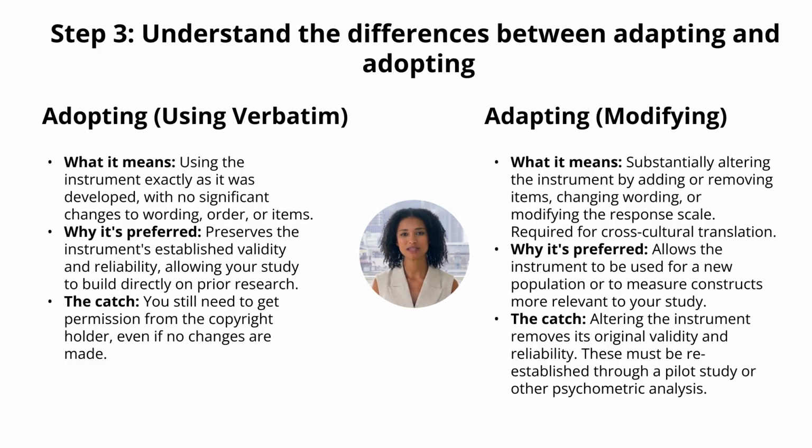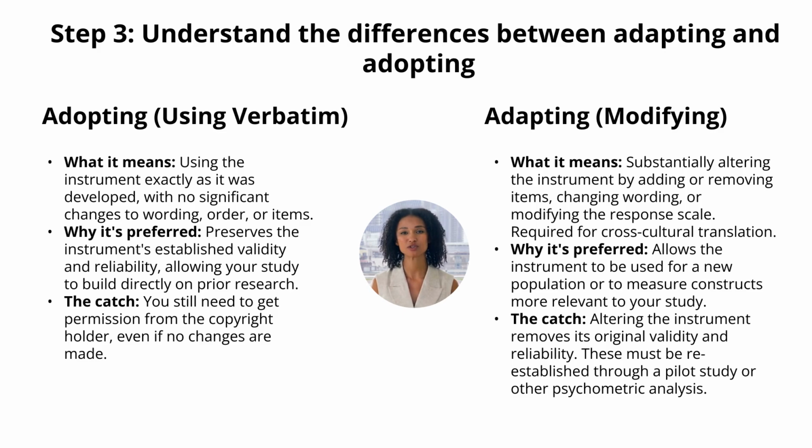Step 3. Understand the differences between adapting and adopting. Your request and subsequent actions depend on whether you are simply using an instrument or changing it. When you adopt an instrument, you use it exactly as it was developed, without changing the wording, order, or items. This preserves its validity and reliability, but you still need permission from the copyright holder.